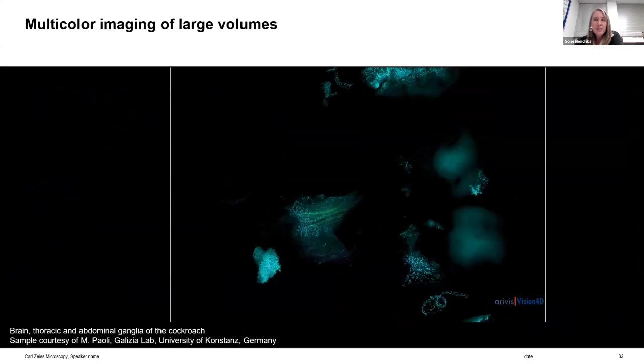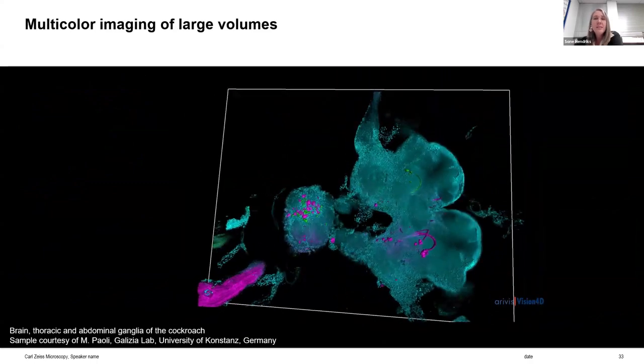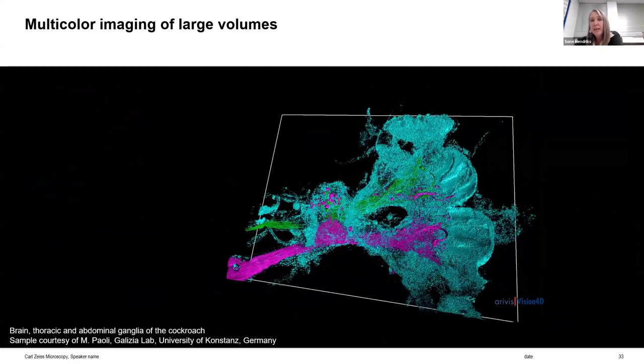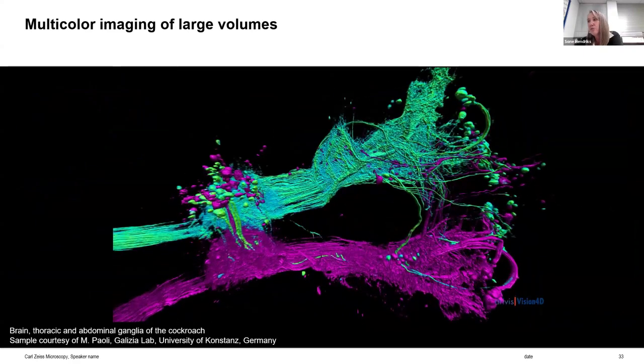As you can see in this example of the central nervous system in the cockroach, laser scanning confocal microscopy can acquire large volumes of data of multiple labels with very high resolution.